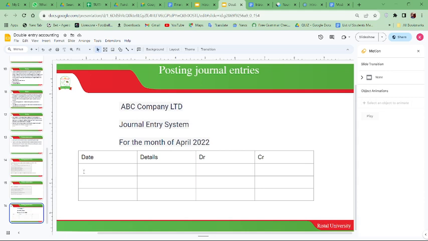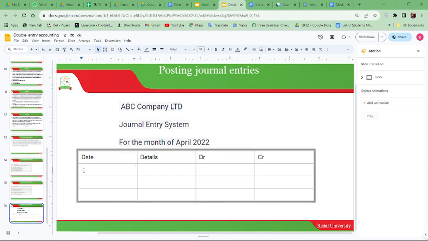So you put the date, which is first, 1st of April. Then details. In details, you write the account name. So we have the cash account.